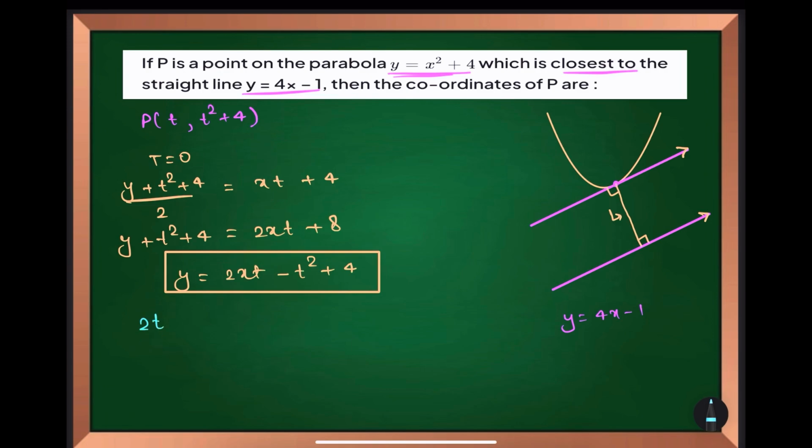And you know that this slope will be equal to the slope of the given line. So what is the slope of this line? It is 4. Correct? So I'll equate it with 4. So we got t as 2. The moment you got t as 2, don't you think you have to update your point P? So it is (2, 8). Correct? Now you got point P.